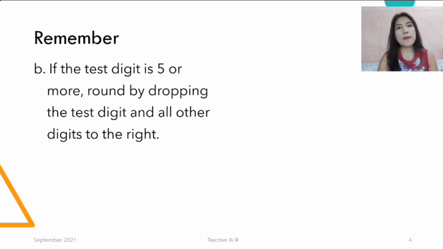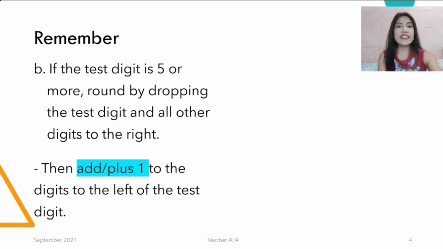Always remember then, if the test digit is 5 or more, which is 5, 6, 7, 8, 9, round off by dropping the test digit and all the other digits to the right of it, and then add 1 to the number to be rounded off. So you have to add 1 to the number to be rounded off.